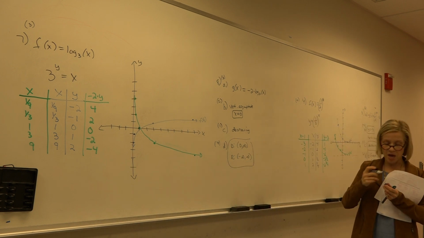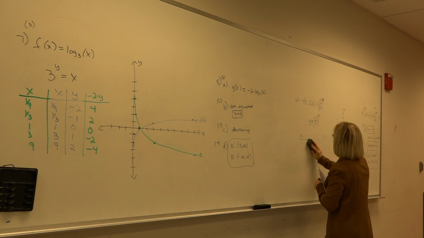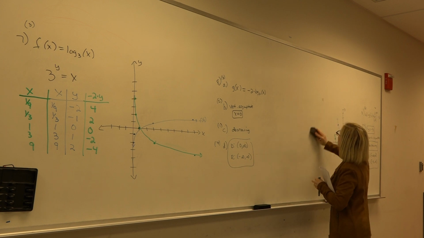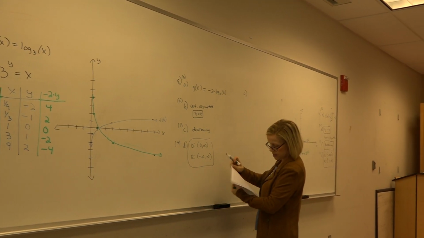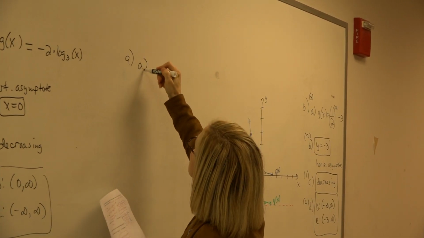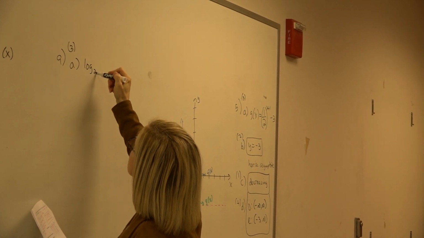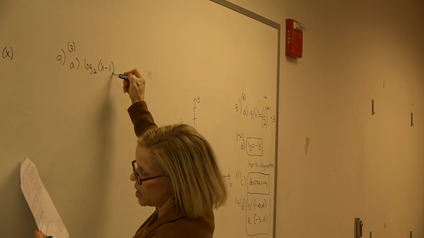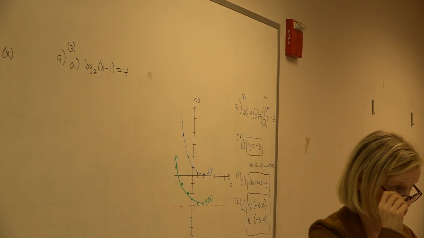So on to number 9. So on to the equations. Number 9 says find the exact solution to each of the following equations. So 9a, we're at 3 points. We have log base 2 of x minus 1 equals 4. All right, so we want to solve this logarithmic equation.